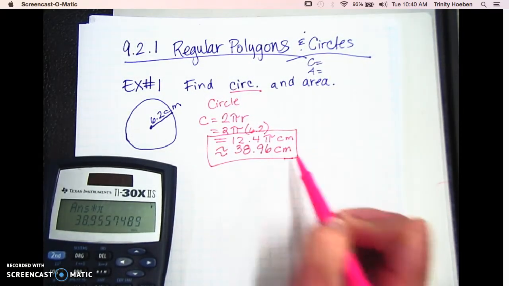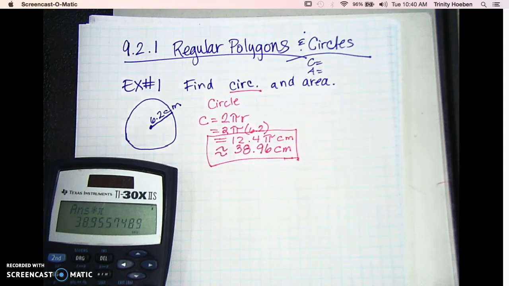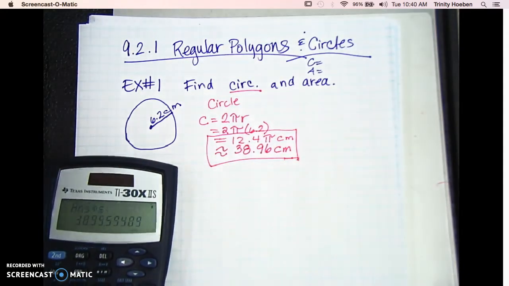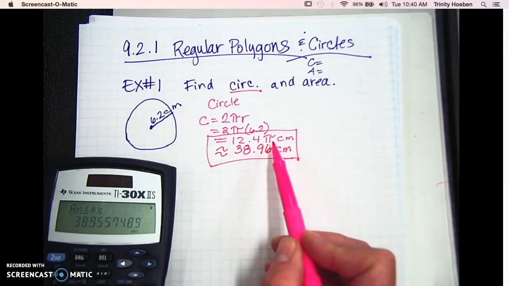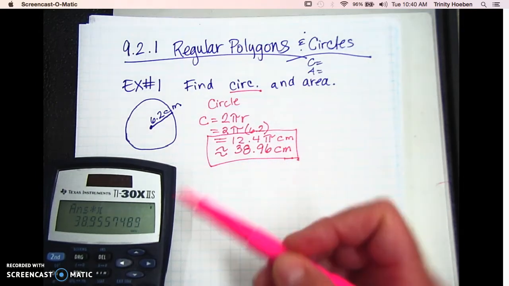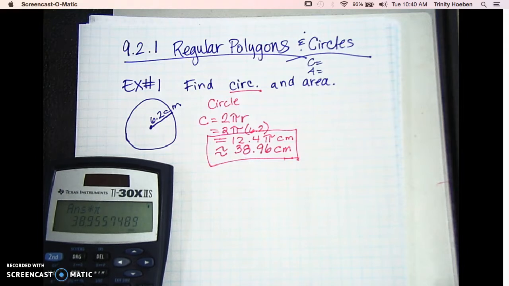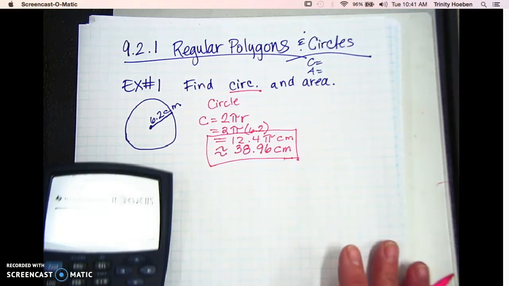Now, depending on how you're asked to give your answer, it'll be either one of these. Sometimes the pi will be left in the answer, and sometimes pi should be multiplied in. Just look at the directions. What are the directions asking you for? They want it as a decimal or they want it in terms of pi. So that's the circumference.